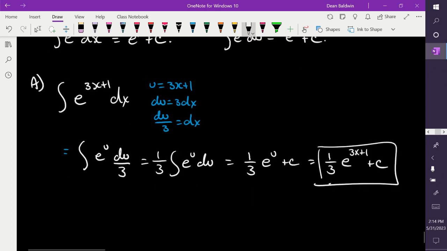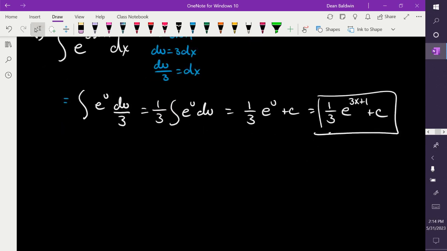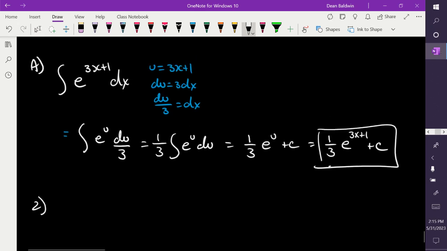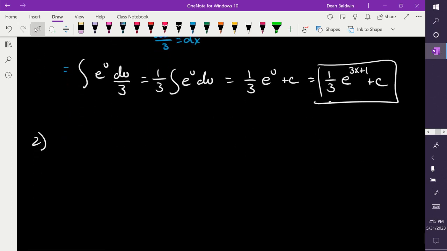All right? And most of the stuff is rigged. This is first year calculus, high school calculus. So it's all rigged to work. So let's do the next one.